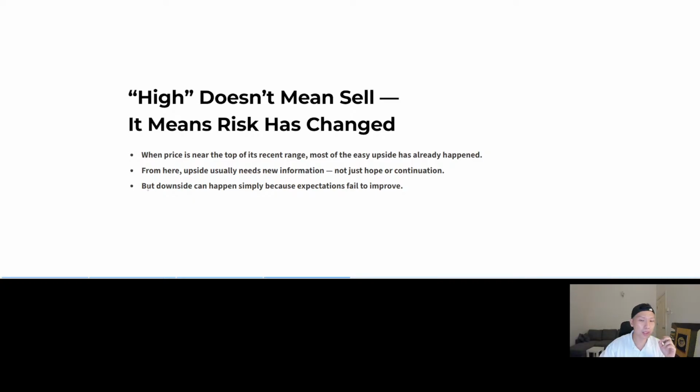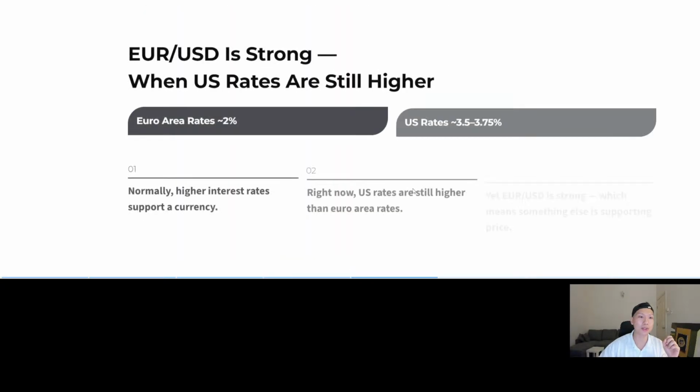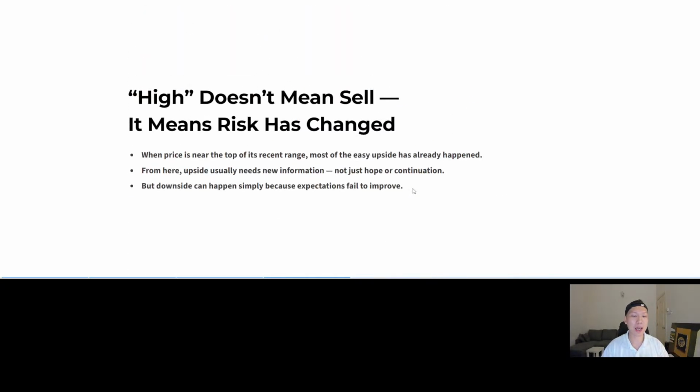So here's the thing: downside can happen simply because expectations fail to improve. Now, here's the thing I want you to know. Downside can happen simply because expectations fail to move. But expectation is very fragile. Expectation is formed by the emotions, the collective thought that people have together in the market, buyers and sellers.